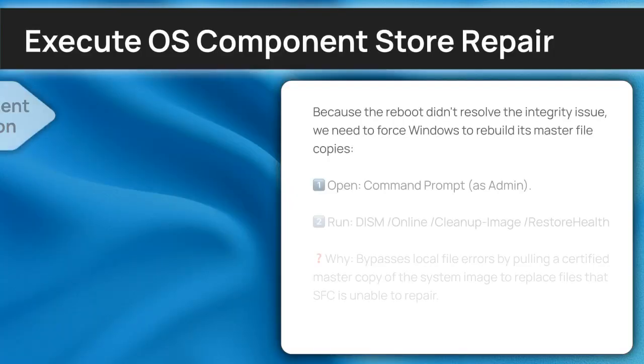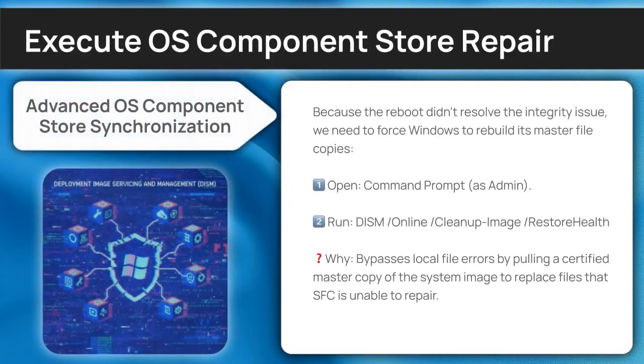Following the restart, if the diagnostic status remains unchanged, please execute the commands in Step 3. If you need to pause the video to review the syntax, please do. Because the reboot didn't resolve the integrity issue, we need to force Windows to rebuild its master file copies. First, open Command Prompt as admin. Second, you're going to type dism /online /cleanup-image /restorehealth, then hit enter.